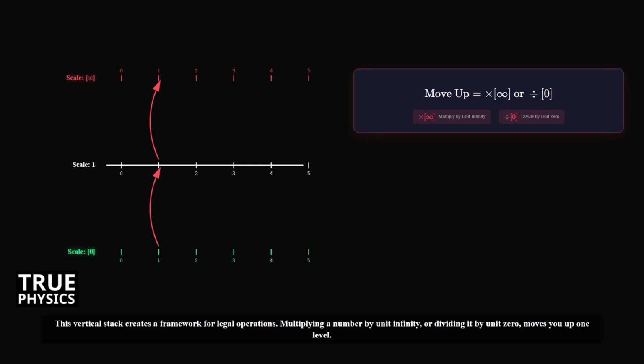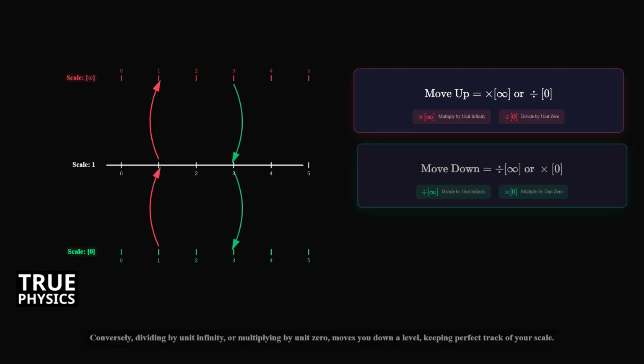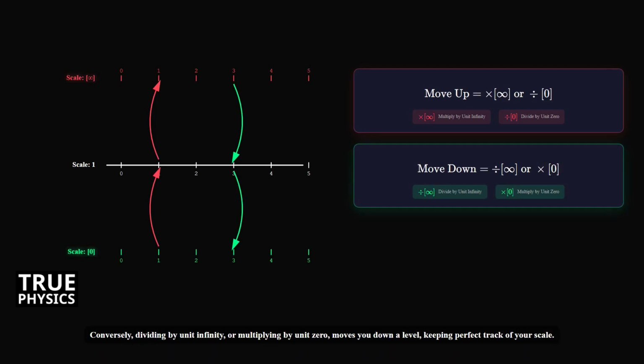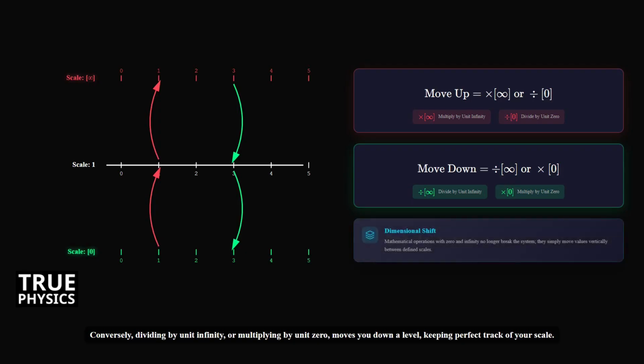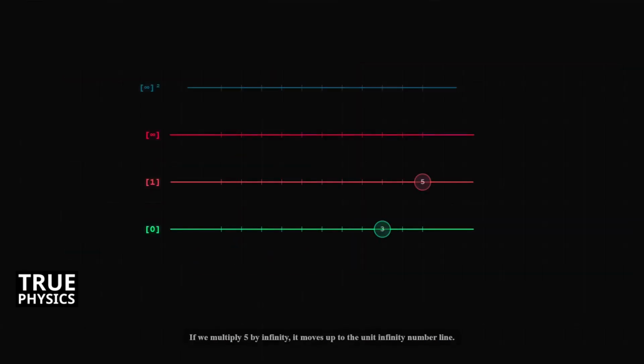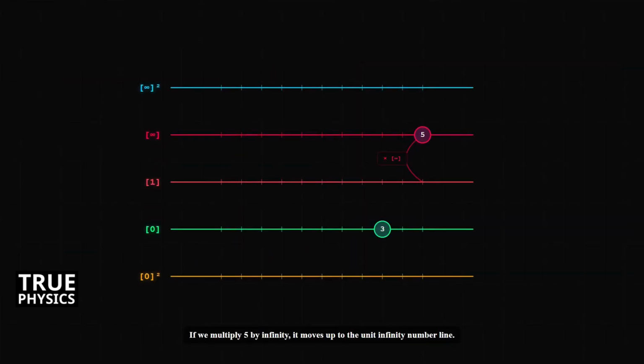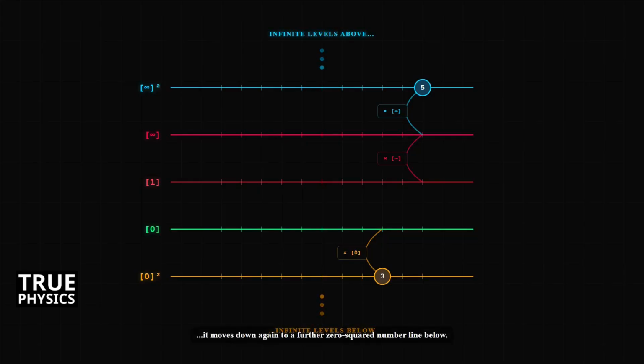Multiplying a number by unit infinity, or dividing it by unit 0, moves you up one level. Conversely, dividing by unit infinity, or multiplying by unit 0, moves you down a level, keeping perfect track of your scale. If we multiply 5 by infinity, it moves up to the unit infinity number line. Multiply by infinity again, and it moves further up to the infinity squared number line. Similarly, if we multiply a number on the 0 number line by 0, it moves down again to a further 0 squared number line below. There are an infinite number of these number lines available.